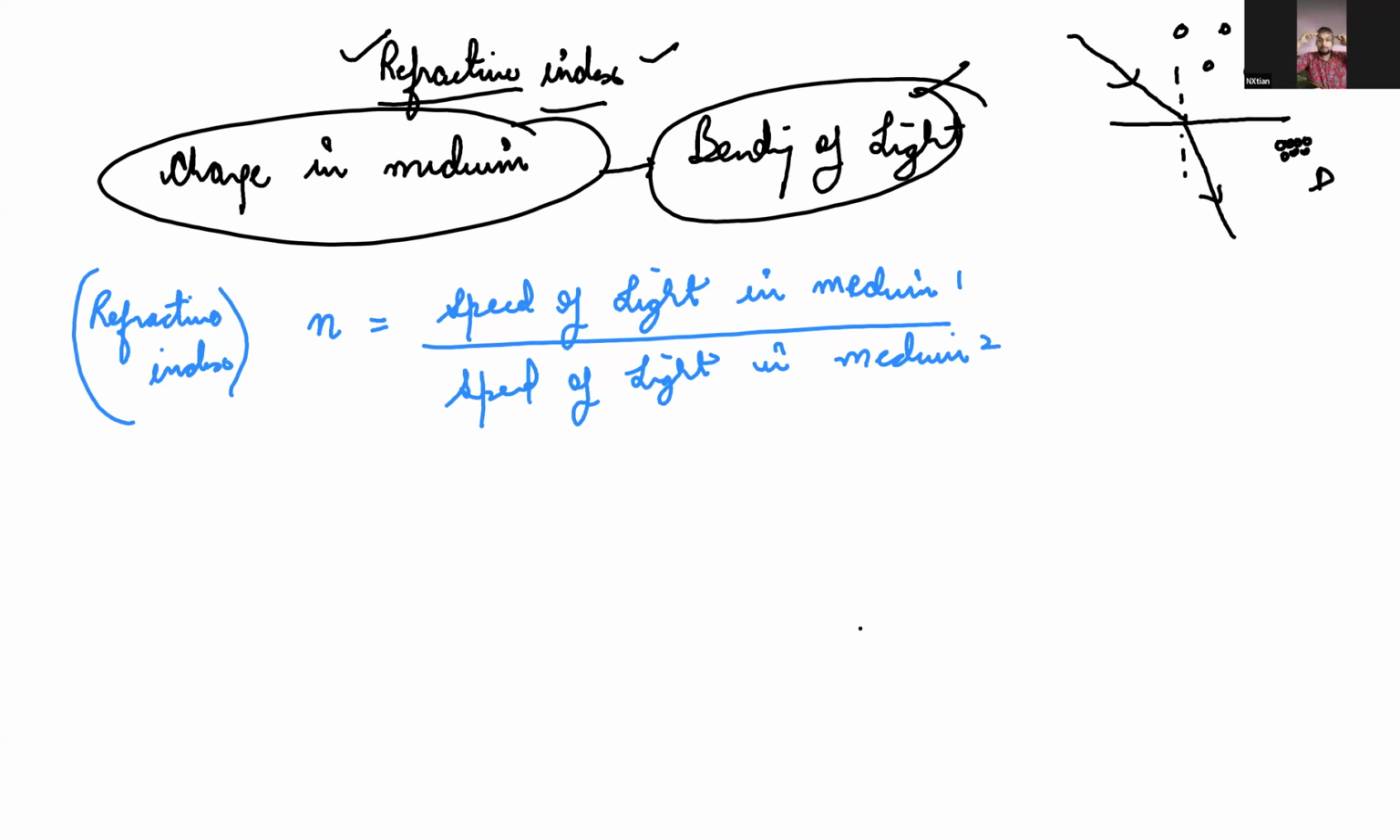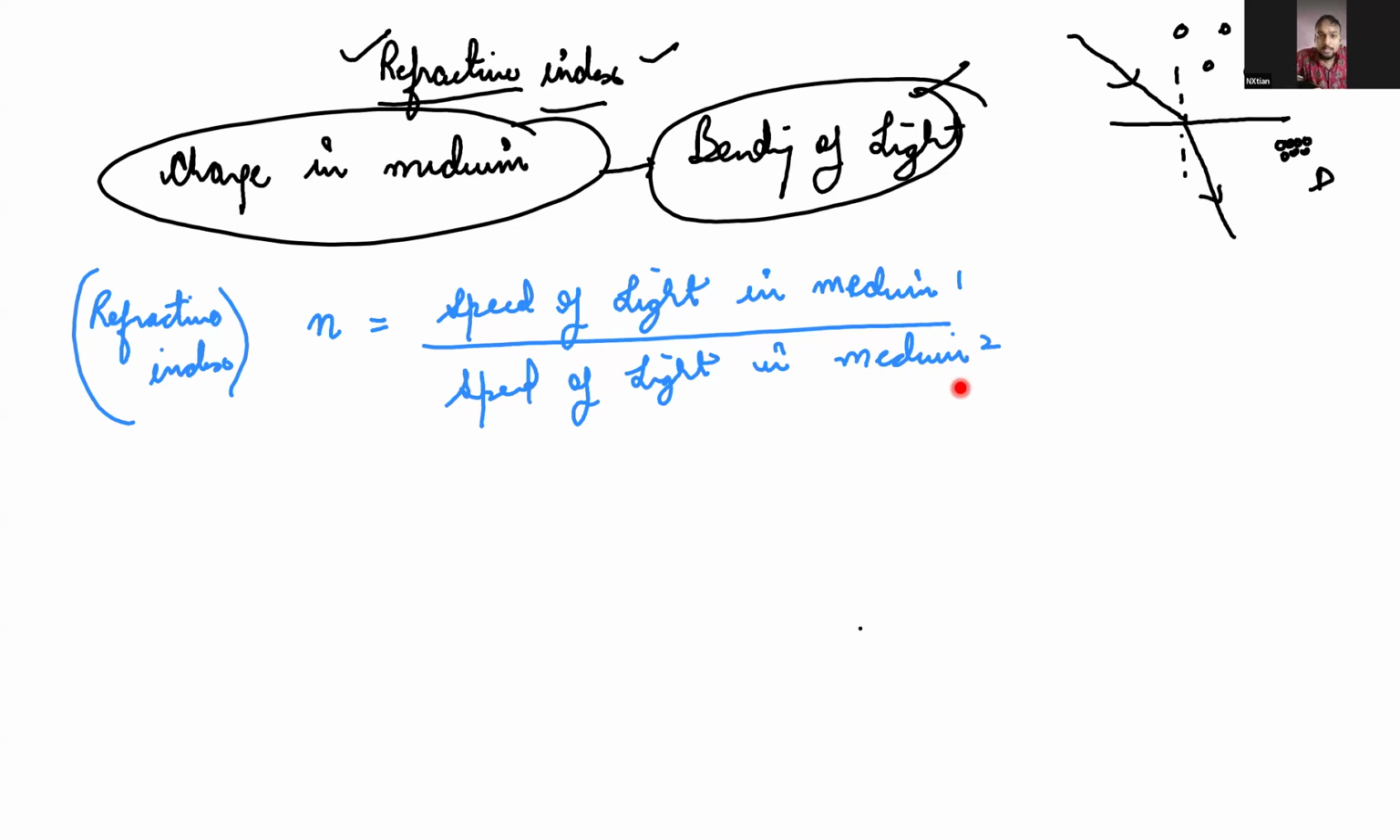Now remember this, and if you want to write it in your notebook, you can write it down. But first, listen to me. If they ask you to find the refractive index of medium 2, then you have to put the speed of light of medium 2 in the denominator.